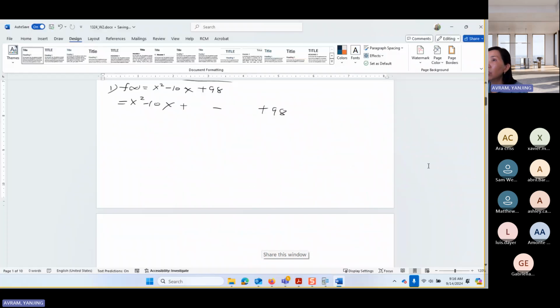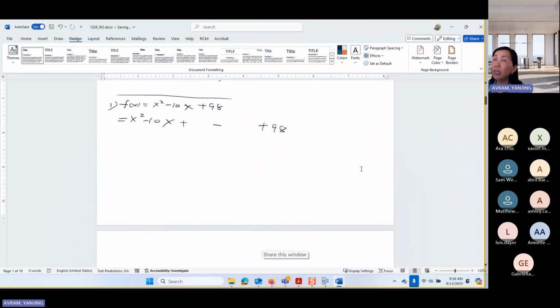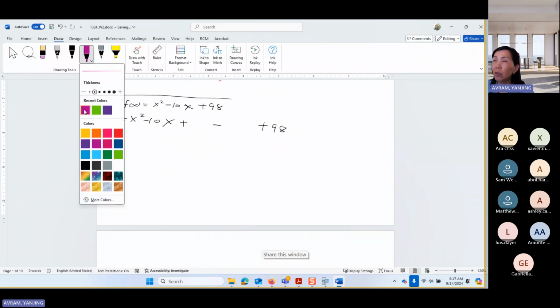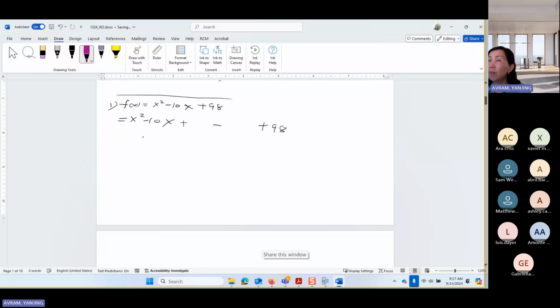This is called adding a 0. So what is adding a 0? If you add a number and then subtract a number, you're just adding a 0. Your value is still unchanged. So that is what we want in here. How much do I need to add in order to complete a perfect square?